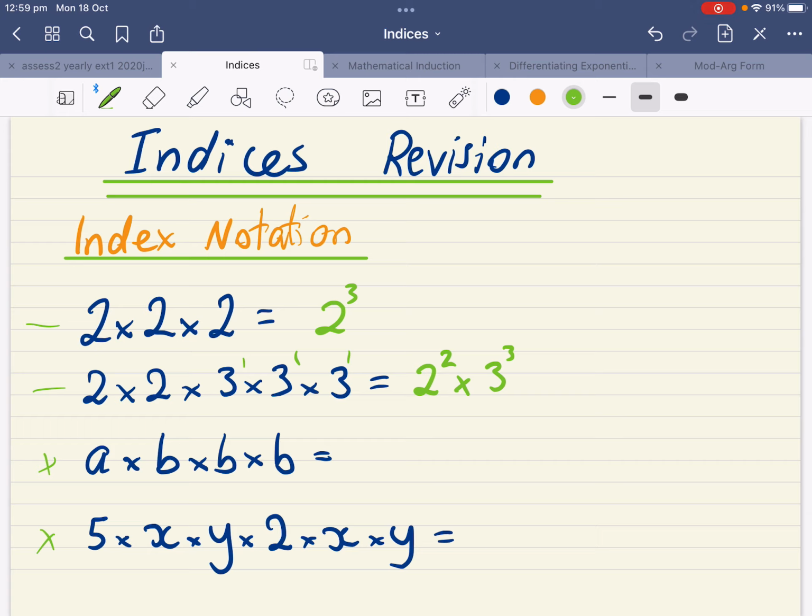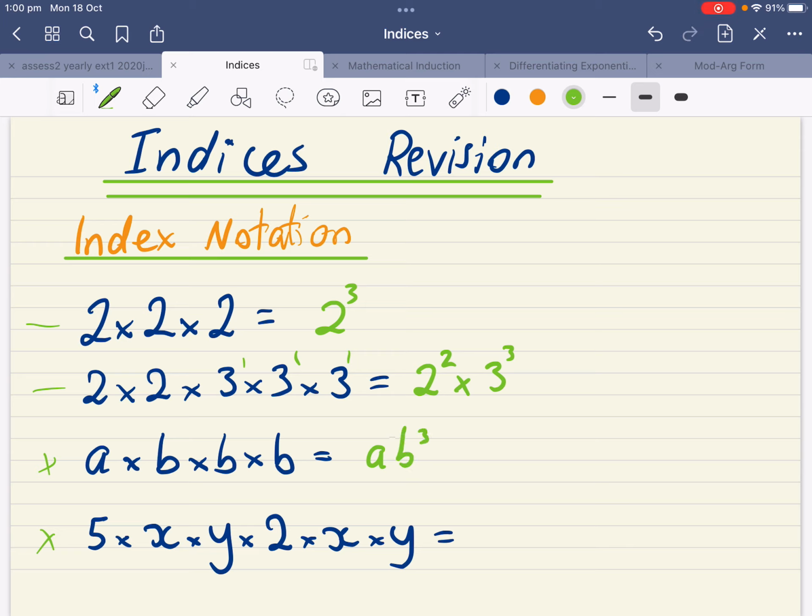All right, for this next one, we have a times b times b times b. So we've got an a there. Technically, there's only one a, so I could have an a to the 1 if I wanted, but that's never necessary. I'm just going to leave it as a, and then b times b times b is b cubed.